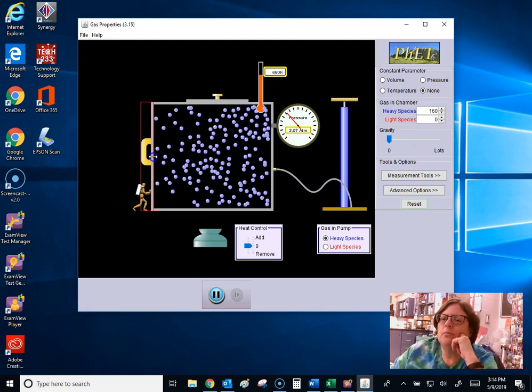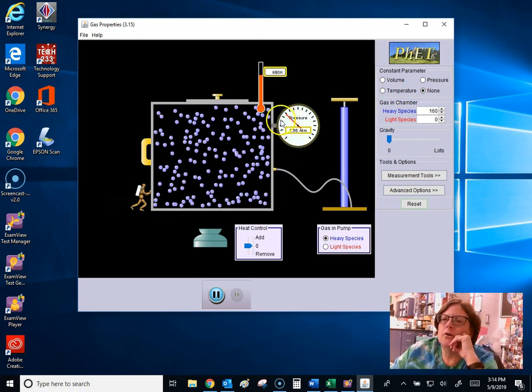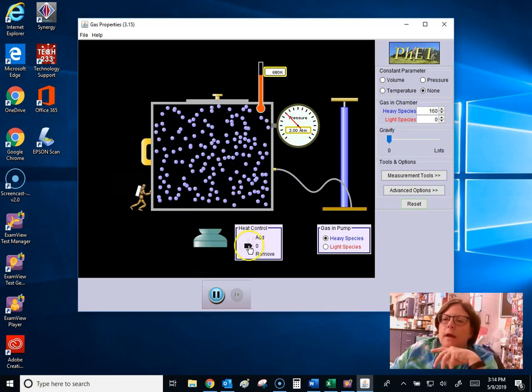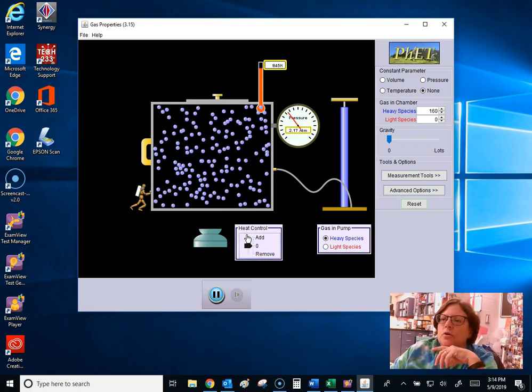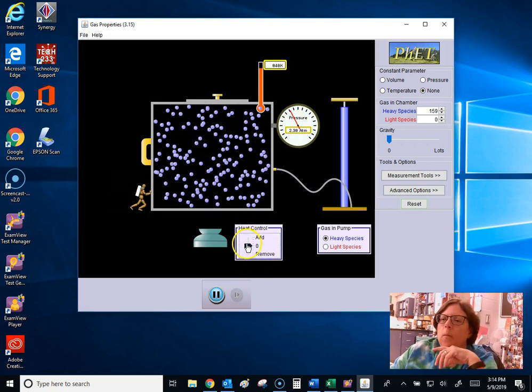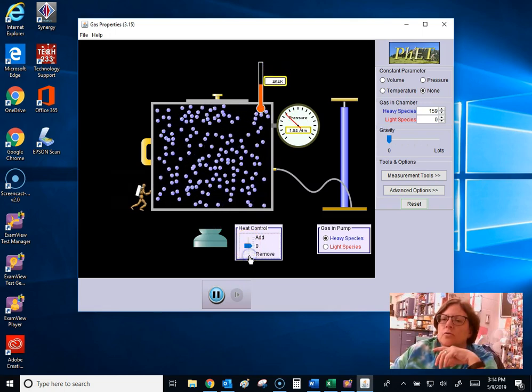If we make the volume get bigger, our pressure's going down. All right, if we add heat, our temperature goes up and our pressure's starting to go up. If we remove heat, temperature goes down and the pressure's going down.